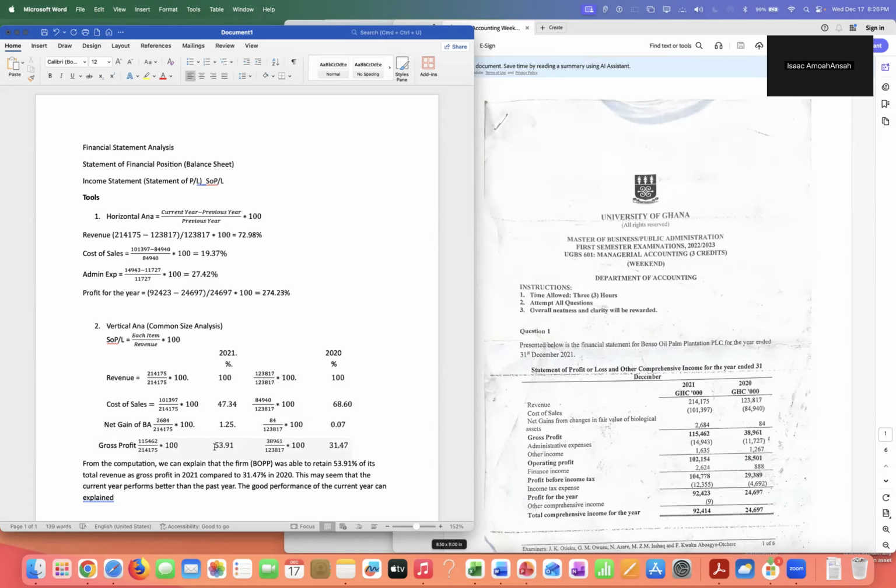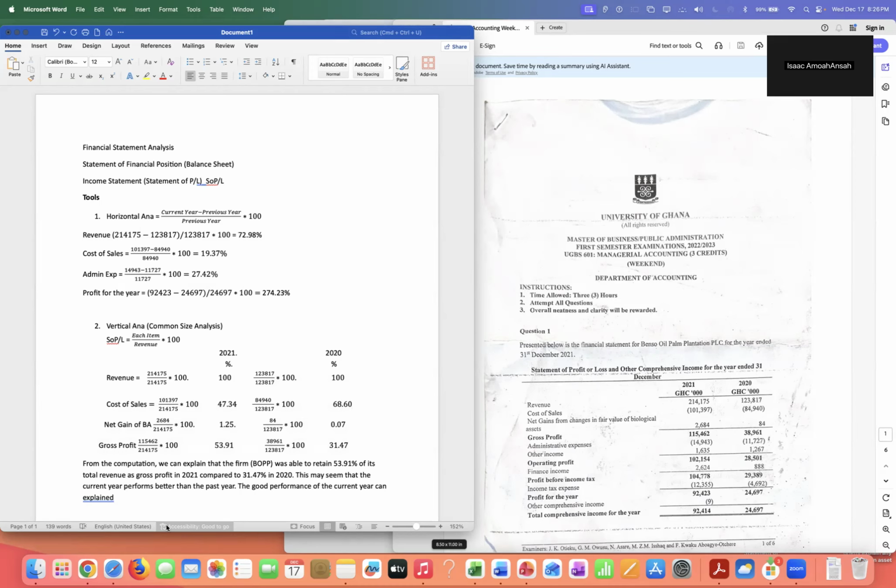What do we mean by 53% of gross profit? 53% of gross profit means the firm retained 53% of its revenue. We were able to retain 53% after spending 47% of it on cost of sales. And then we are trying to make a good analysis out of it. The analysis thereon is that the firm performed better in 2021 with gross profit maintenance than the past year.